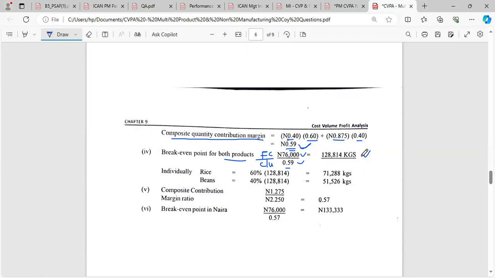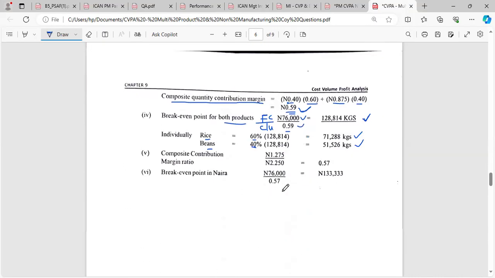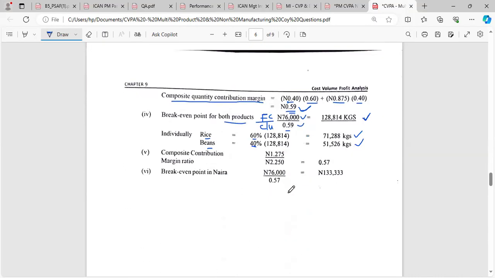So let's share it. This 128,814 belongs to both products. Don't forget that rice is taking 60% and beans is taking 40%. That means we are going to sell 71,288 kgs of rice, and 51,562 kgs of beans. That is their proportion of sales, their sales mix. What we computed here is the sales mix. Please, is this clear? Are you getting it?